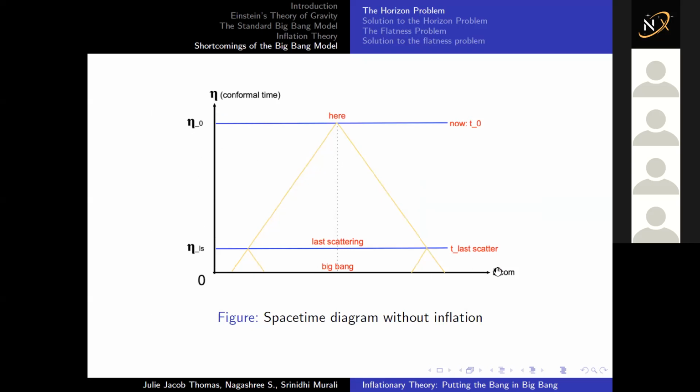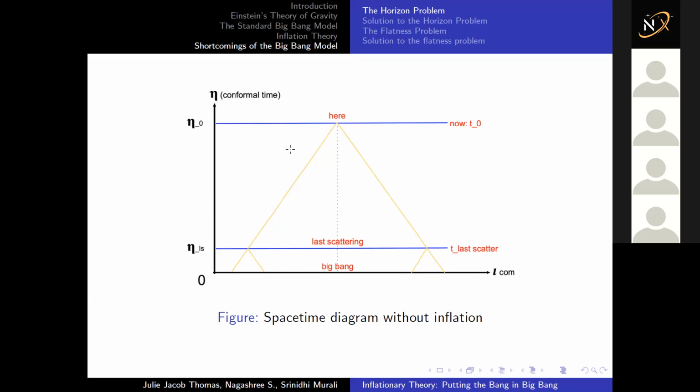This is what we call a space-time diagram. You can ignore all of these coordinates and units. Basically, the x-axis is space and the y-axis is time. And let's say we are at the point called here. That is, we are at a certain time in the present, and at a certain location in space.